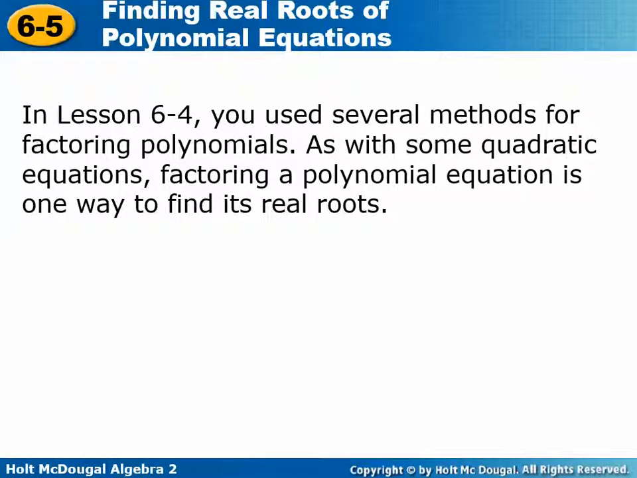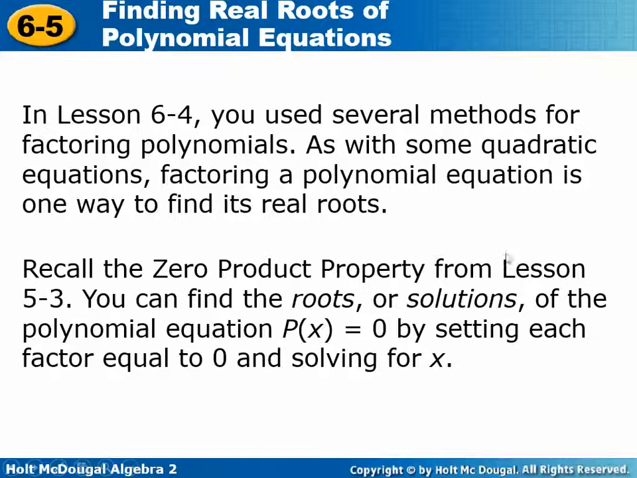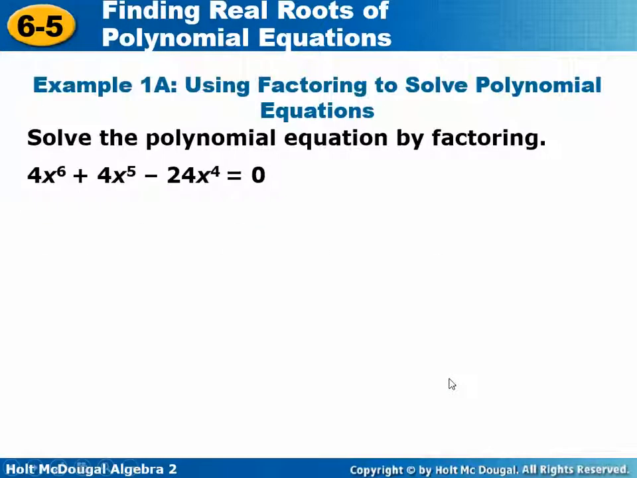So in the last lesson, in 6.4, you used several methods for factoring polynomials. And as with some quadratic equations, factoring a polynomial is one way to find its real roots. And in the other parts of this chapter, we'll find some other ways. The zero product theorem from lesson 5.3 in the last chapter told us that we can find the roots or solutions, that's where it crosses the x-axis, of each polynomial equation by setting each factor equal to 0 and solving for x. We did that quite a bit. And we'll be using that again in this example.